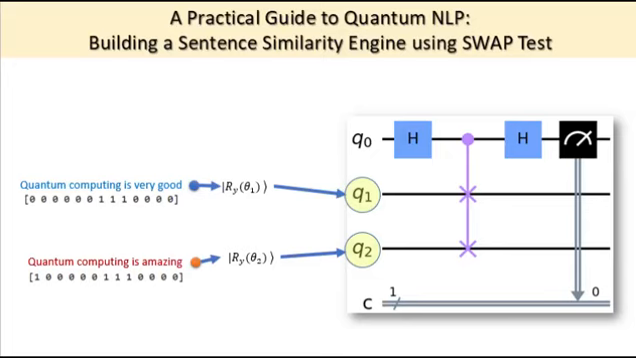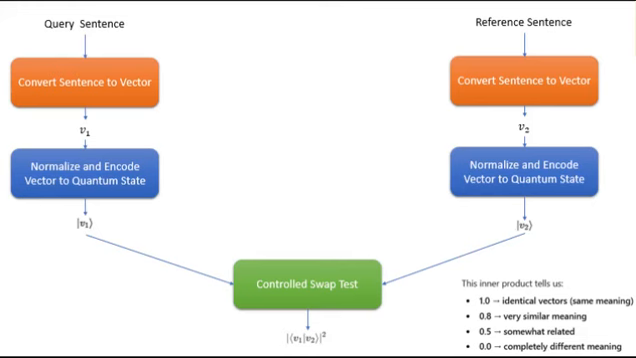In this video, we are exploring how to measure sentence similarity using a controlled swap test, a beautiful fusion of natural language processing and quantum computing. Before the quantum magic happens, we begin with a simple but essential workflow.